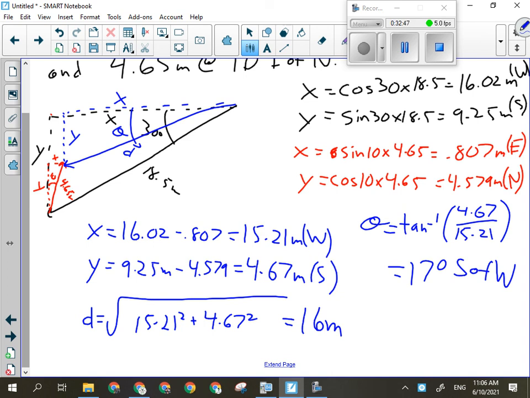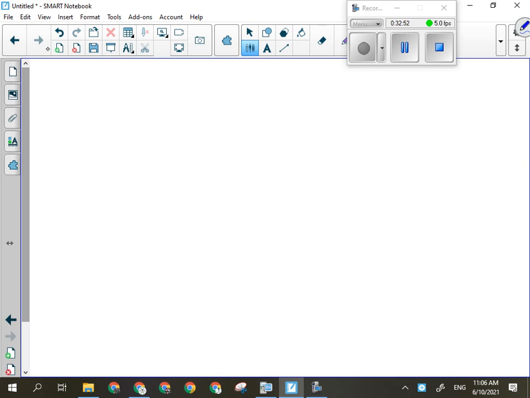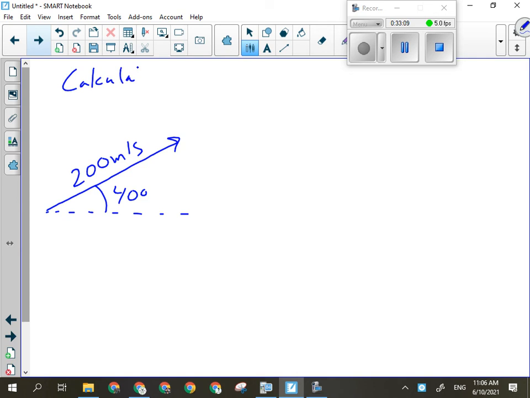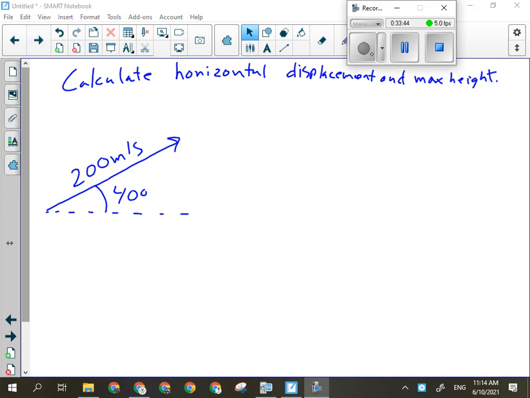Then the last thing to go over is projectile motion. I'm going to put one up here and see if you guys remember how to do it. A projectile is launched at 200 meters per second, 40 degrees above the horizontal. I want you to calculate the total horizontal displacement and the maximum height of the projectile. If we launch this projectile, it's going to follow this arc and encounter the ground back down over here.